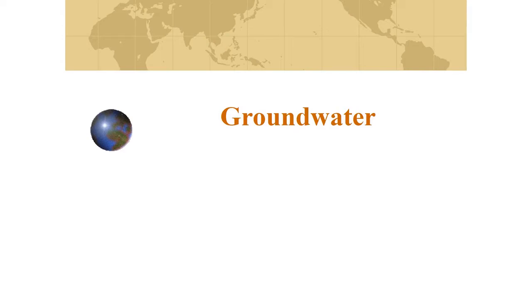Because we know groundwater is occurring in the zone of saturation. The water that is occurring in the zone of saturation is called groundwater, and the upper surface of the zone of saturation is called the water table. Okay.